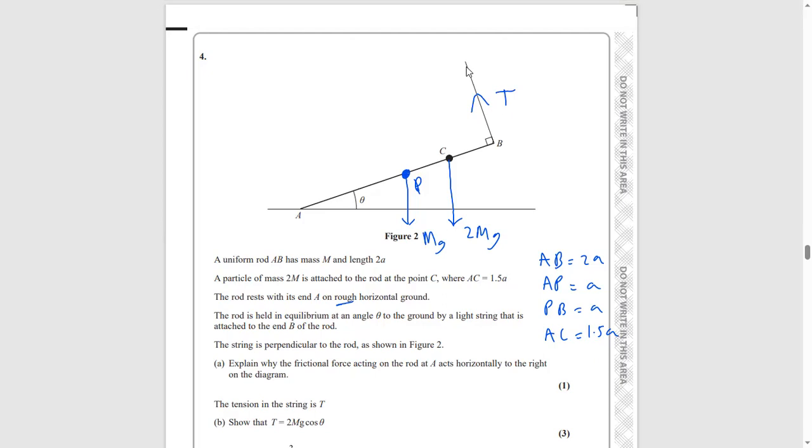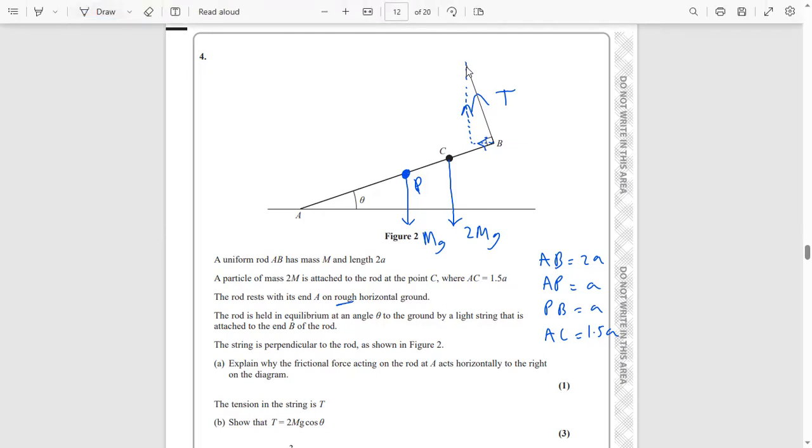So what we can do is make a right angle triangle like this. We can split the force into components. You've got this horizontal component going to the left, and this vertical component going upwards. The only vertical forces we have here are this component of tension going upwards, this downwards 2mg, and this downwards mg. So those are our vertical forces.